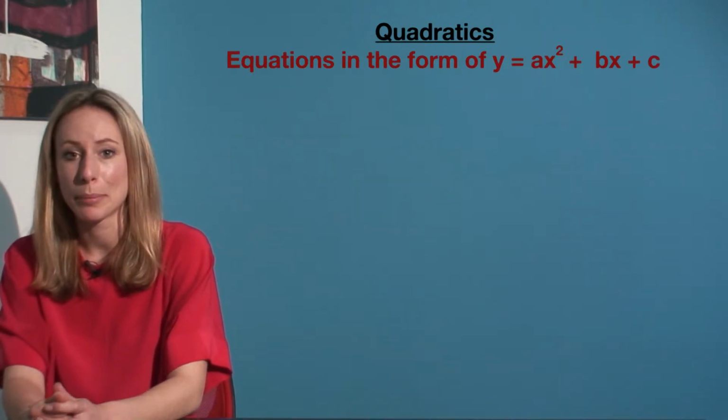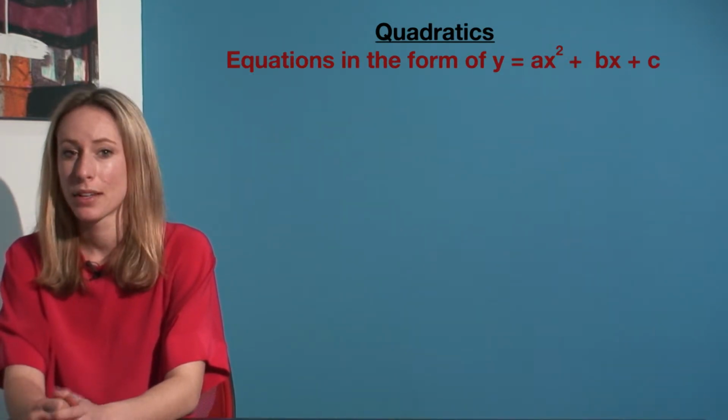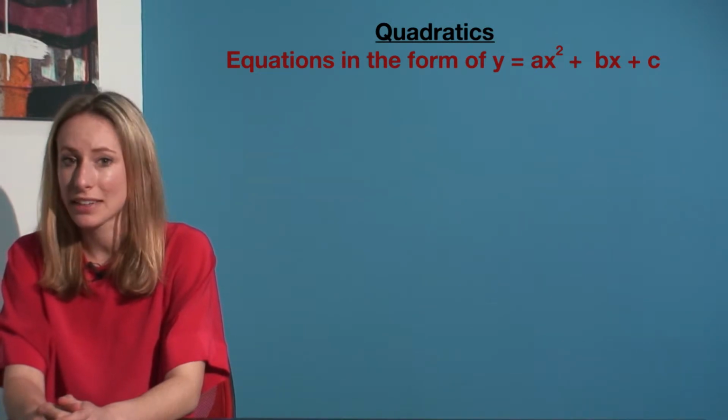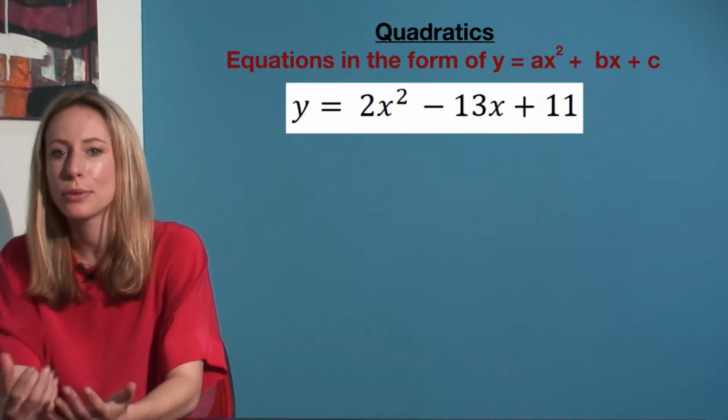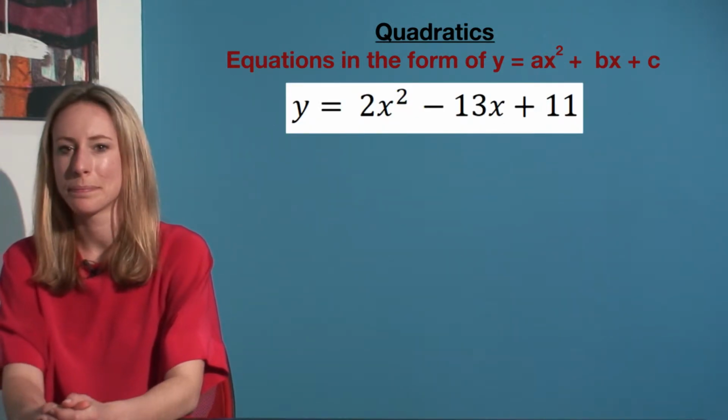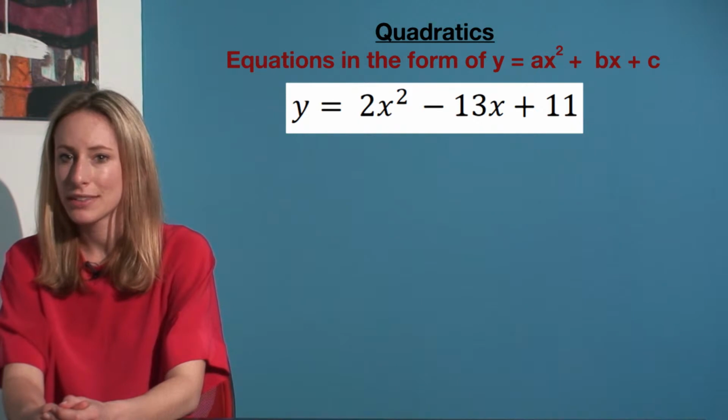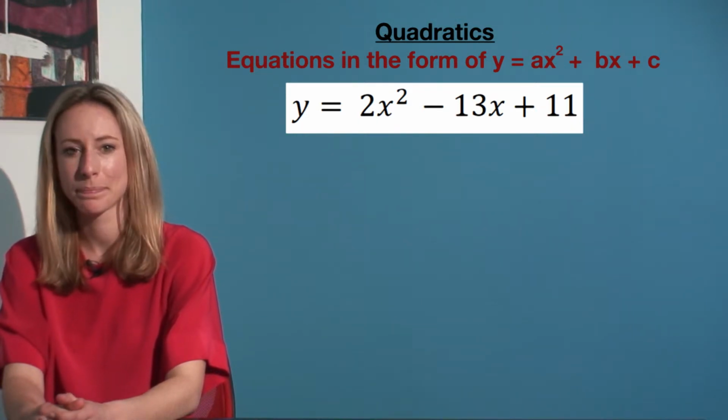Now we will look at an example of the classic quadratic equation, y equals ax squared plus bx plus c. The easiest way to learn how to draw a quadratic is to do an example. So let's do this one. Y equals 2x squared minus 13x plus 11.